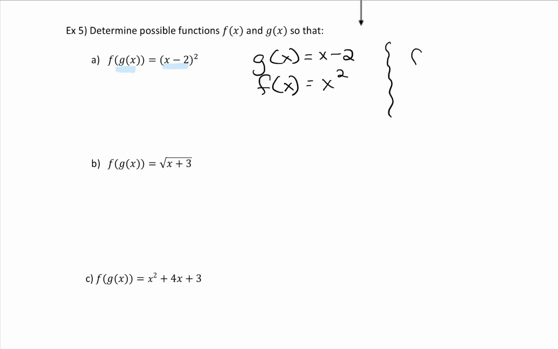In this case, it would actually also work if you made your inner function x squared, and your outer function x minus 2, squared. Okay? So, you can always check your work by plugging it back in and seeing how it works.